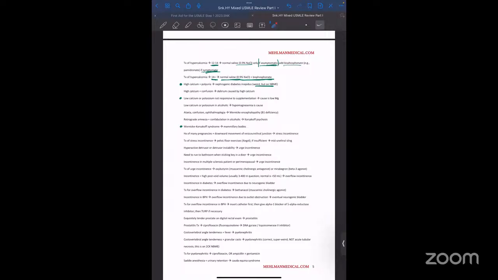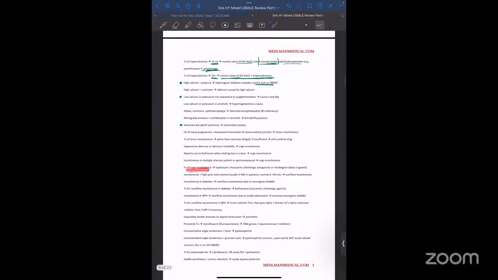Incontinence in multiple sclerosis patient or perimenopausal is urge incontinence again. Technically, MS can be mixed, but anyway. Treatment of urge incontinence is oxybutynin, which is a muscarinic cholinergic antagonist, or mirabegron, a beta 3 agonist. Okay, Mira is always urgency.